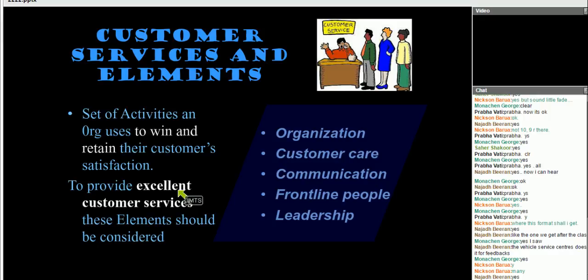One second, the slide is not changing. Customer service and elements. A set of activities an organization uses to win and retain their customers' satisfaction. To provide excellent customer service, these elements should be considered: the organization, customer care, communication, frontline people, and leadership.